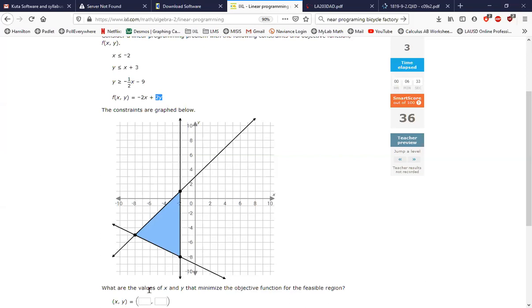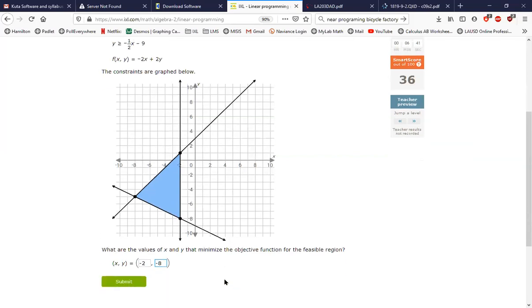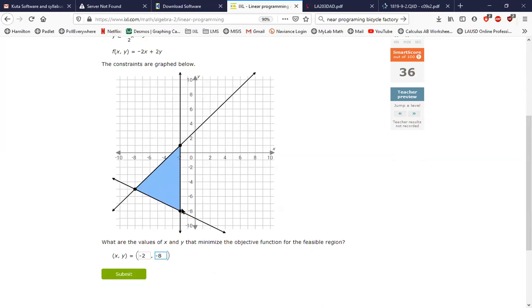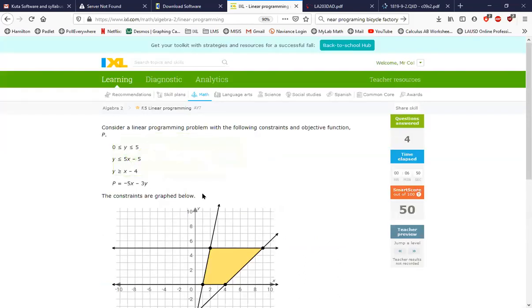So I'm going to go on a guess. I'm going to guess negative 8. Oh, sorry, negative 2, negative 8. Because the negative 8 and the positive 2y become negative 16. That's pretty negative to me. All right. Okay. So that's what you guys are going to do for IXL.